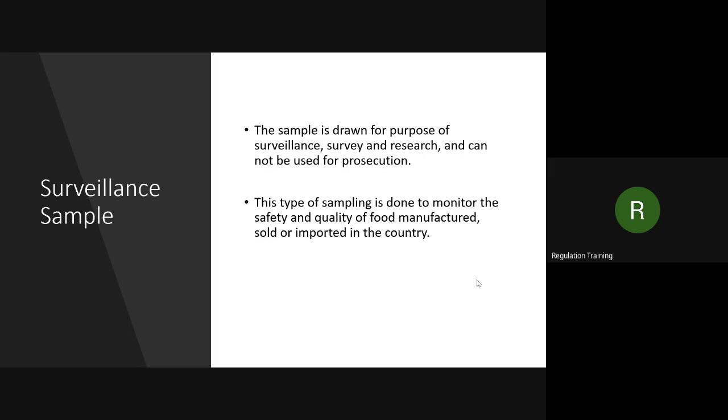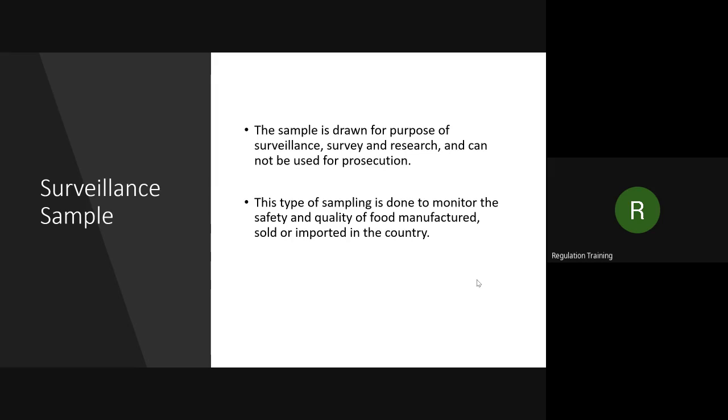Surveillance sample. So a surveillance sample will be for surveillance, survey, and research, and cannot be used for prosecutions. So the major difference between the legal and surveillance sample is that legal is taken for prosecutions, and surveillance sample is not for prosecution. Surveillance sample is just for study purpose, research purpose, to know the overview of product safety in the market.